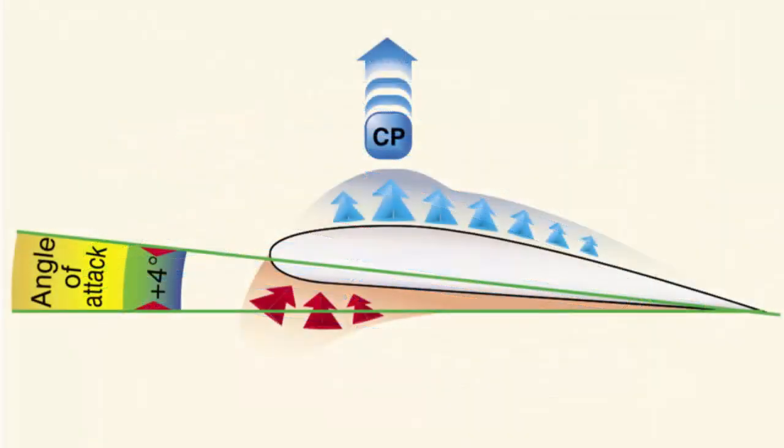The angle of attack of a wing is the angle between the chord line and the flow of air against the leading edge of the wing.